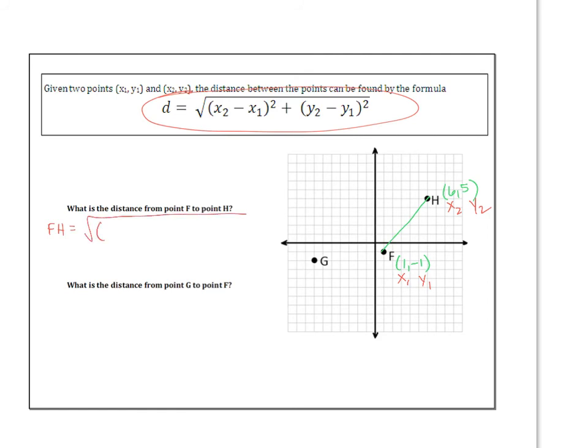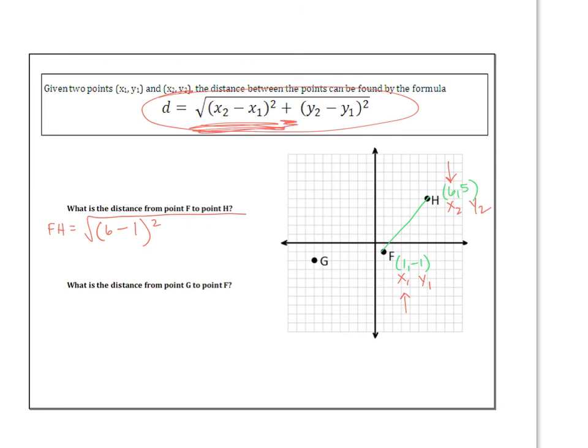Then I'm going to make a parenthesis just like they have, and then I'm going to fill in x2. x2 is 6, so I'm going to go 6, and then it's a minus, and then I'm going to fill in x1, and x1 is 1. Close the parenthesis and square it. I'm just following this formula right here.